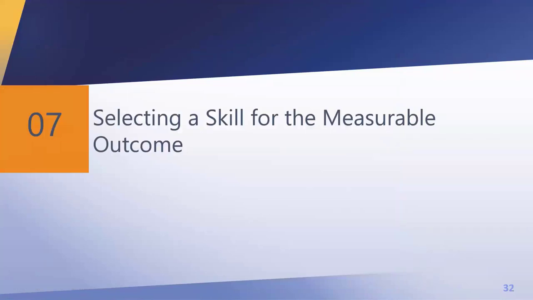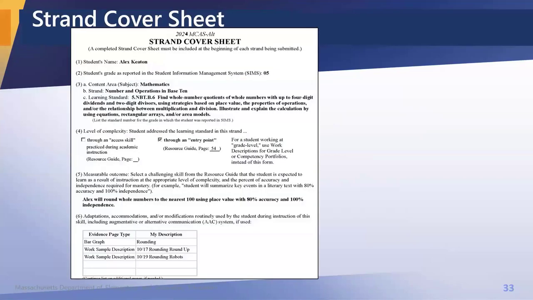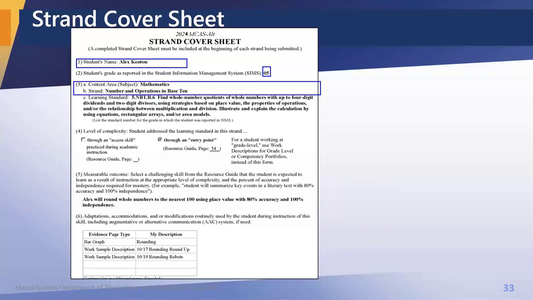So now we're going to select the measurable outcome. Here's the strand cover sheet. So Alex Keaton, very important that we have that information there. And Kevin talked about how important it was to have the right grade, because the right grade gives you the right content and strands that you need. So we're in math. If you're grade five, you're going to do number and operations base 10.